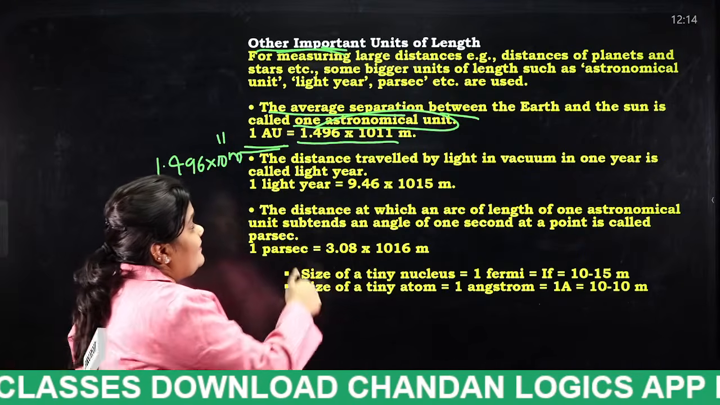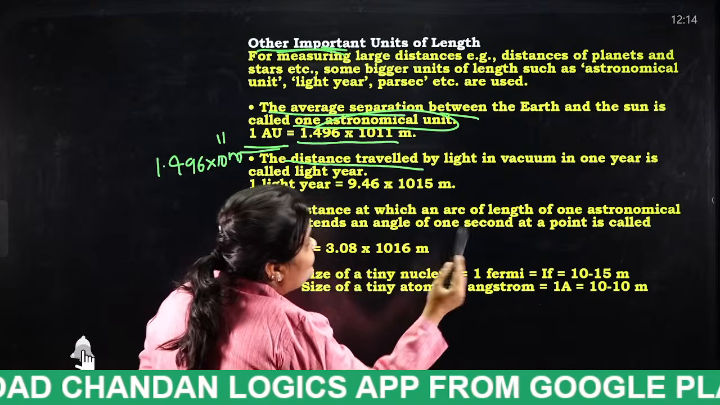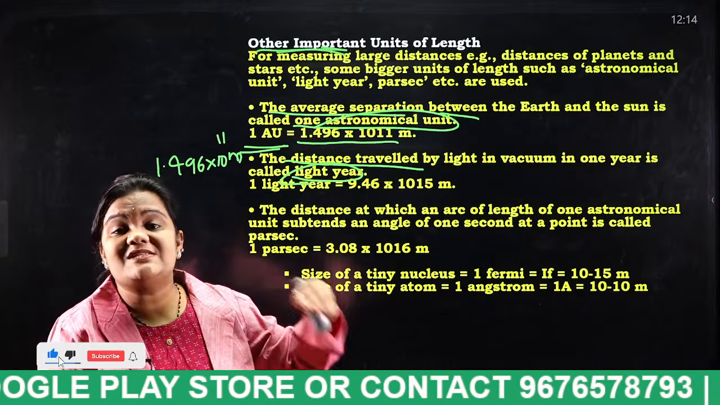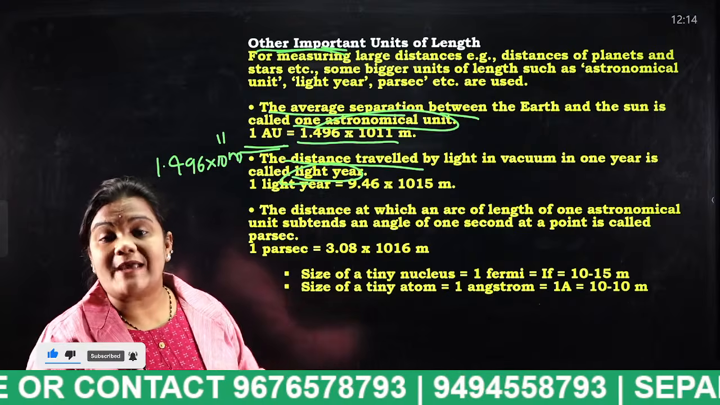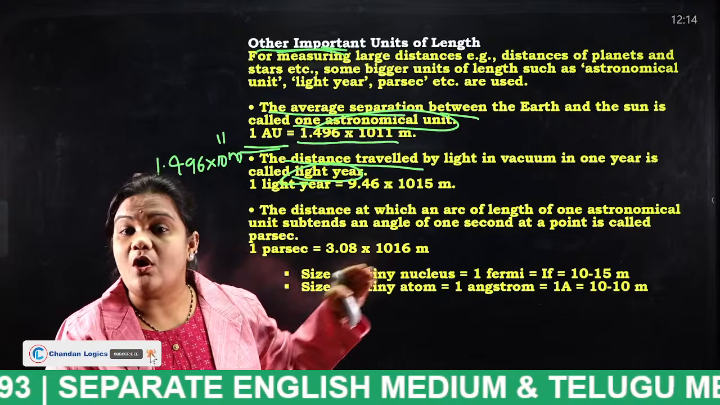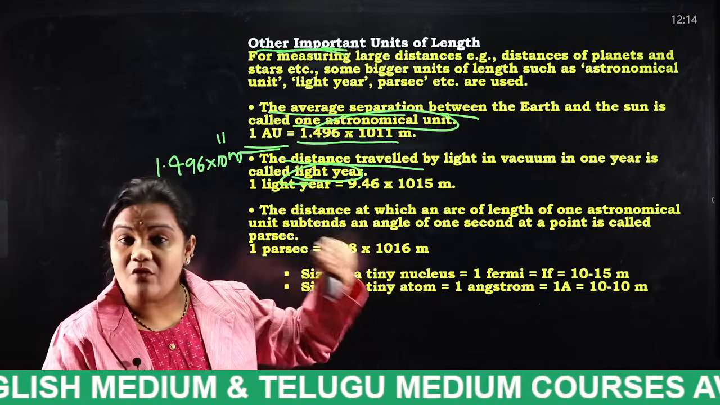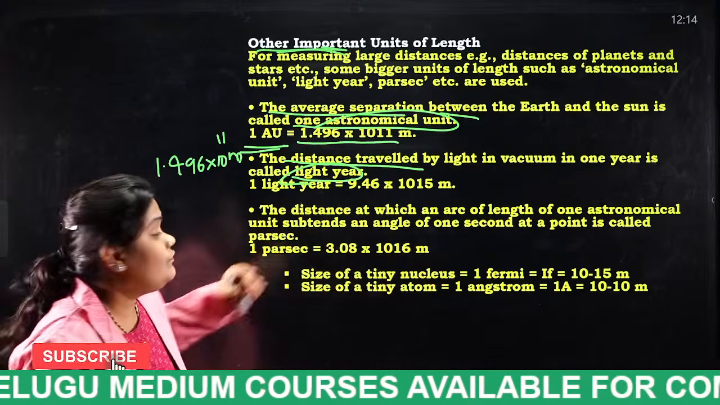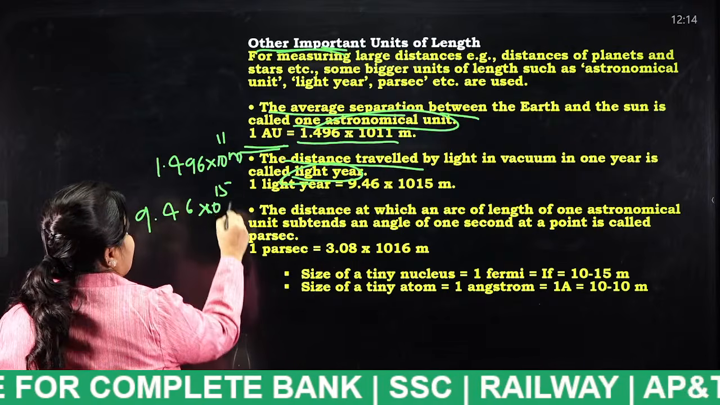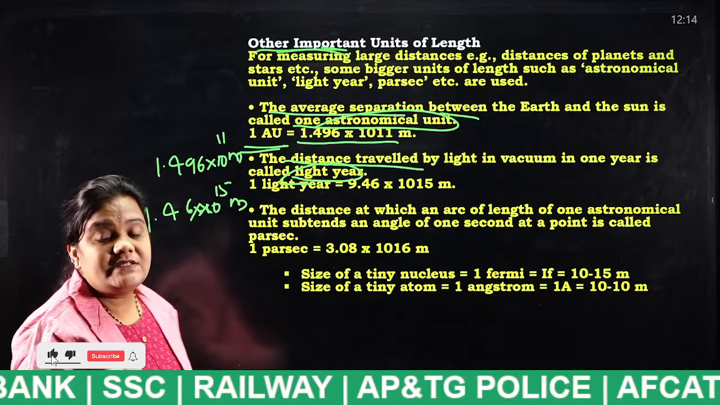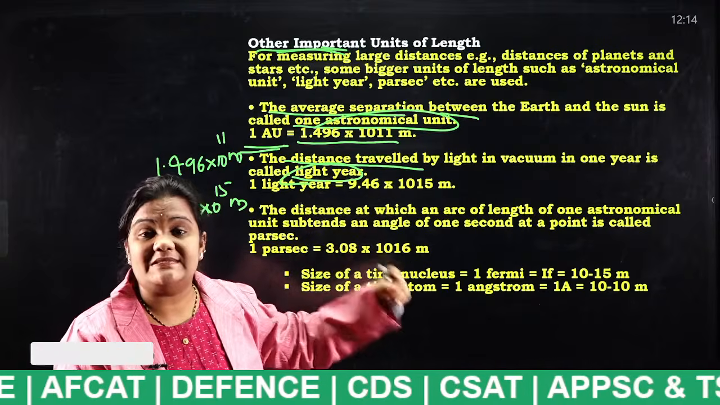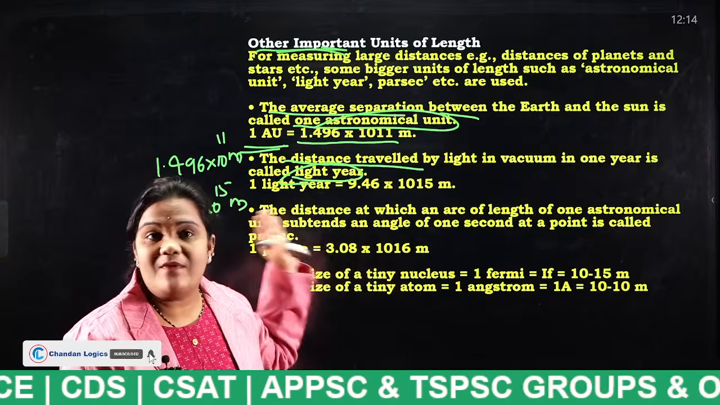In a similar way, the distance travelled by light in vacuum in 1 year is called a light year. Light year is also a unit of length. 1 light year is equal to 9.46 into 10 power 15 meters. This is also a standard value and it is very, very important.